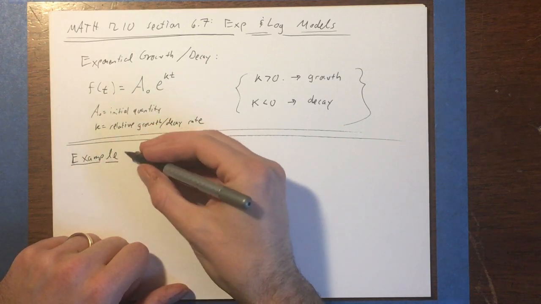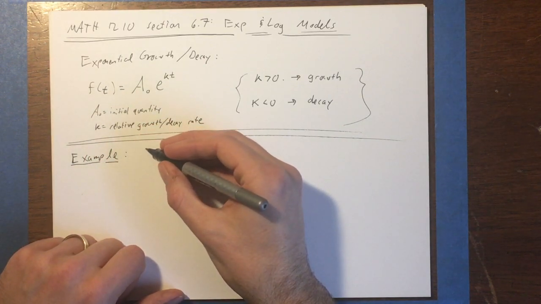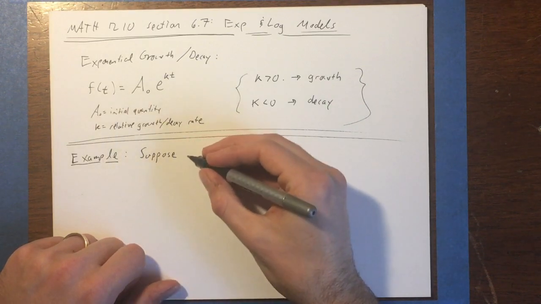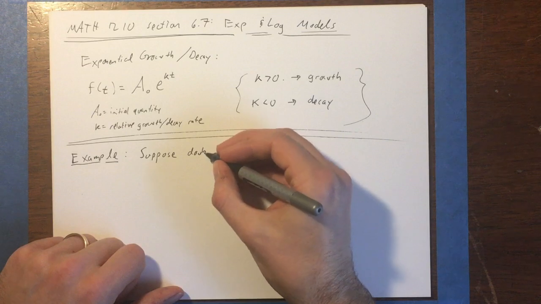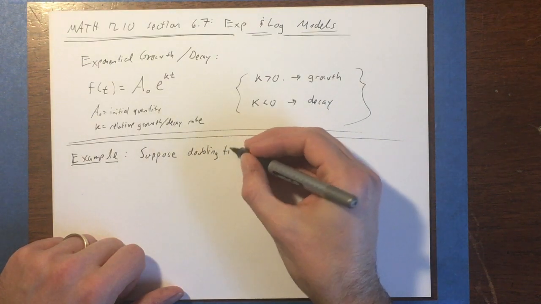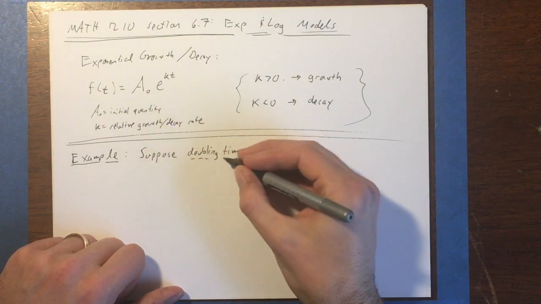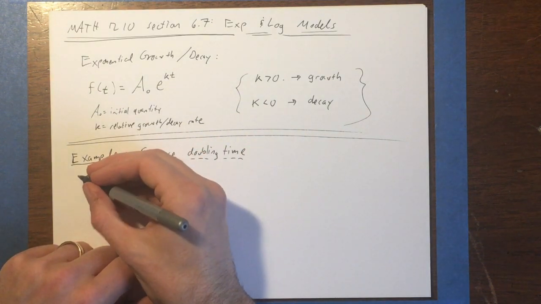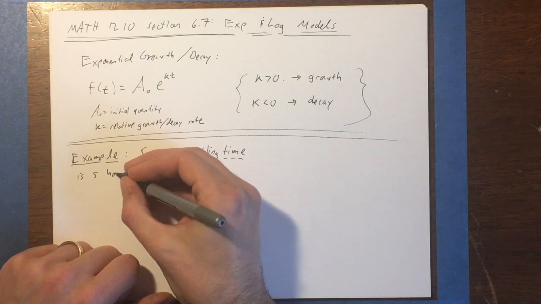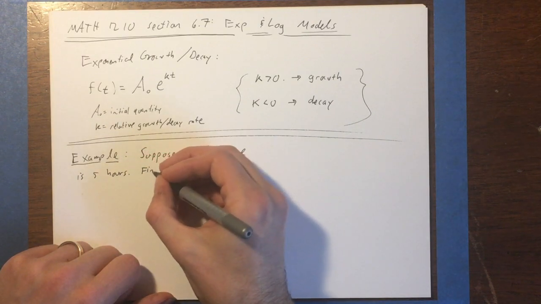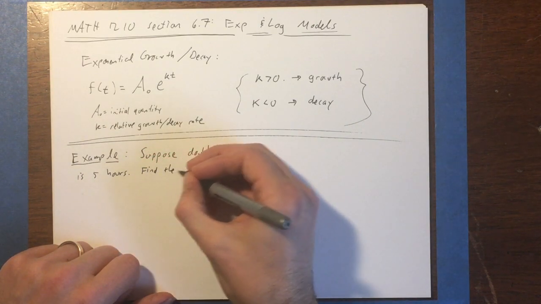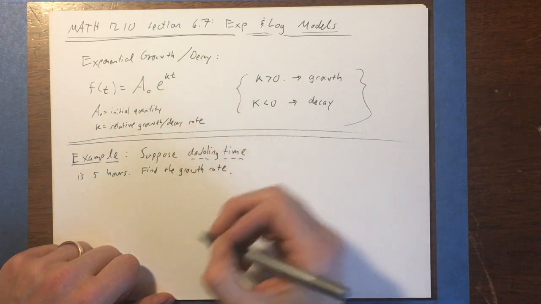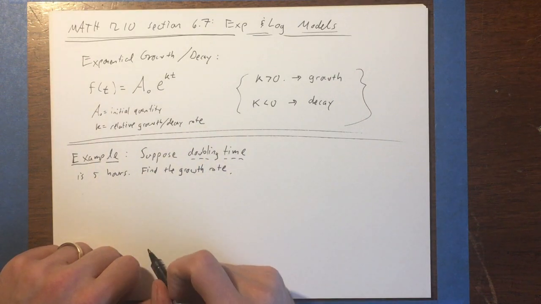Let's look at an example. For this example, let's talk about growth. Suppose the doubling time, the time it takes for the quantity to double, is 5 hours. Let's find the relative growth rate. Doubling time is the amount of time it takes for it to double.